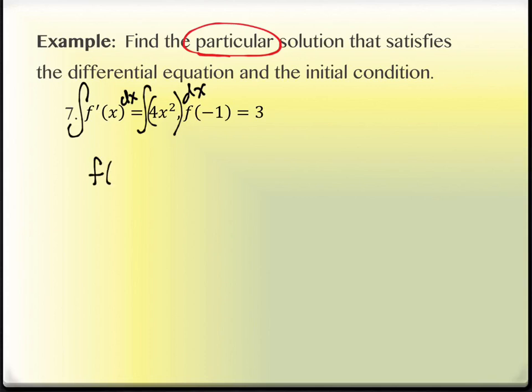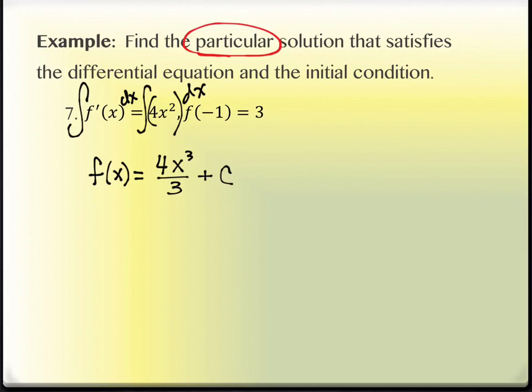The left side is just going to be f of x. 4x squared. Okay, so what's the antiderivative of 4x squared? Well, the 4 stays. And then what? X to the third over 3, plus c. This is my general form. This is a general antiderivative, okay?